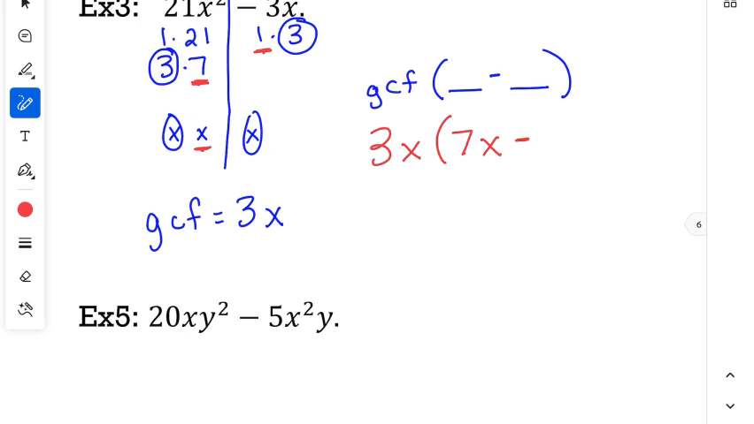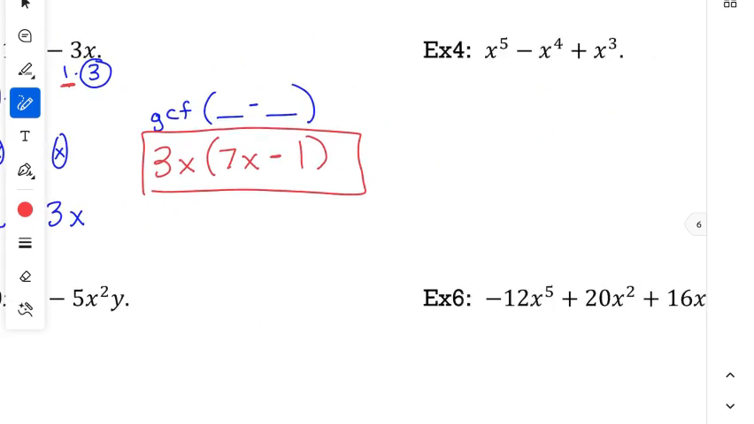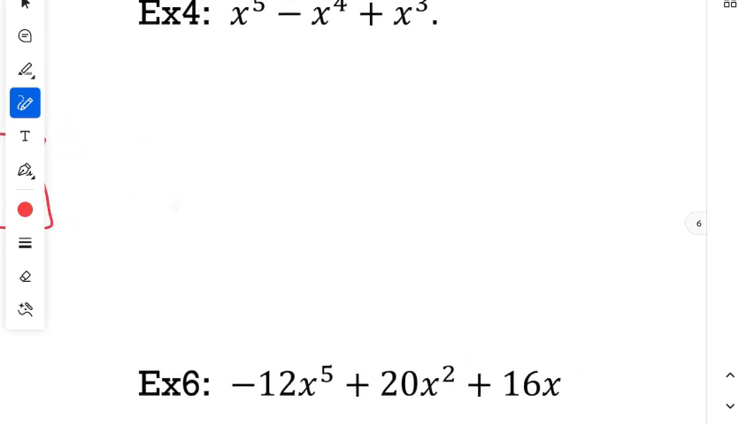And then we look at what is the other number that matched with my GCF. I'm going to underline it, and that's what goes in the other blank. So this is the factored form. So, all right, let's go to the next one.